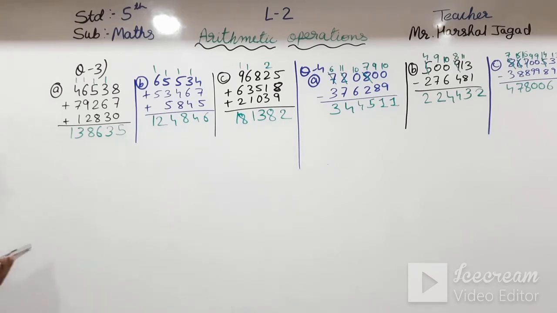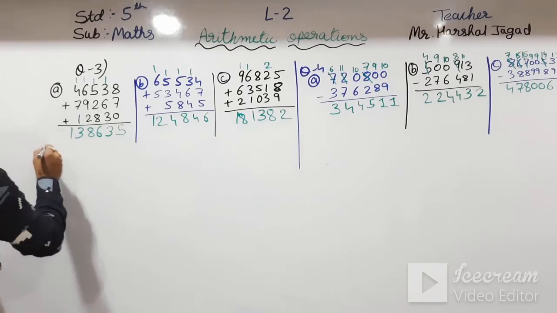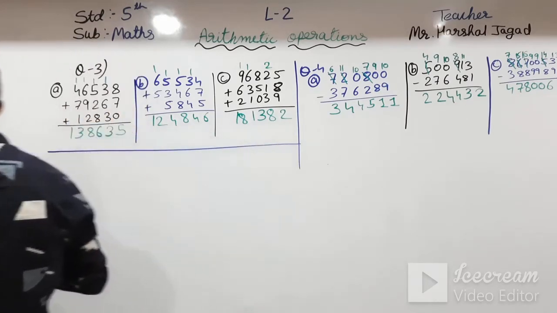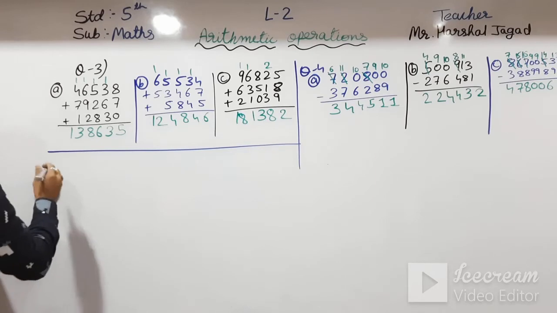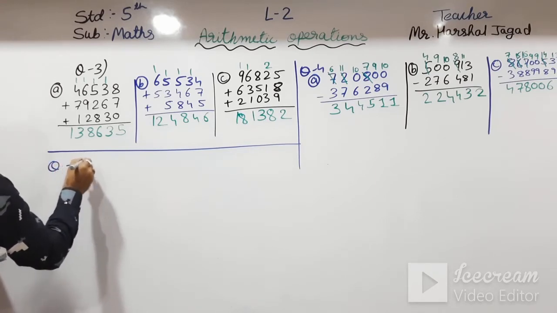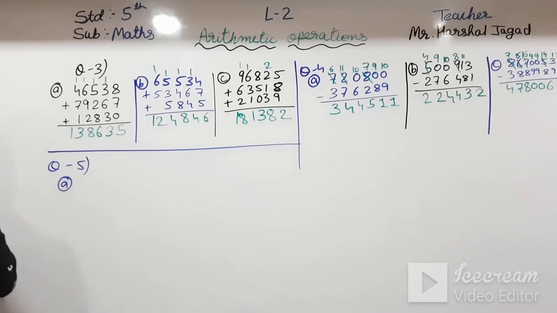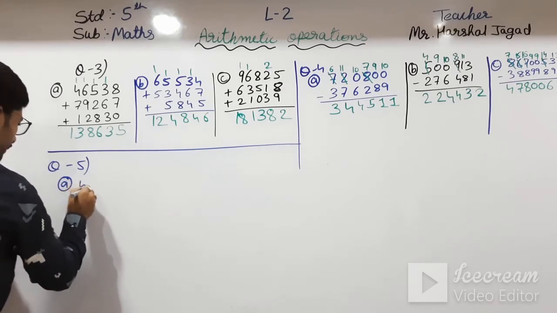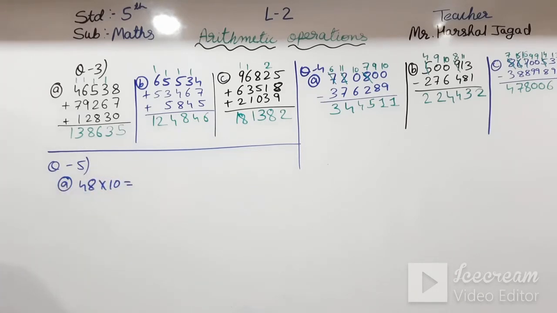Now going towards multiplication. Going towards multiplication, that is question number 5. Question number 5a, 48 into 10. So what will be the answer, students?